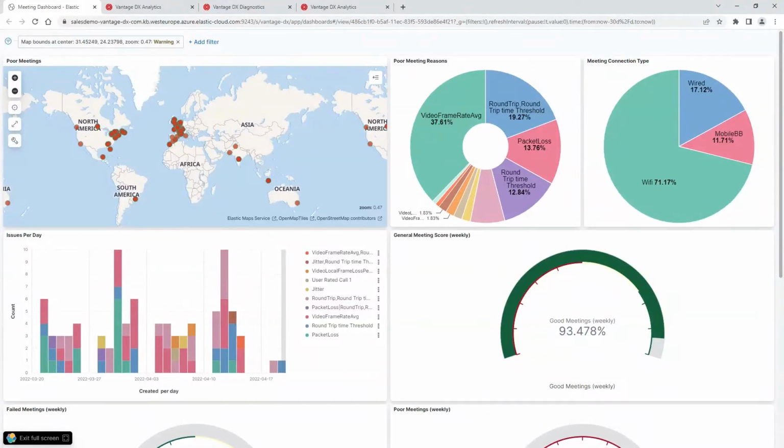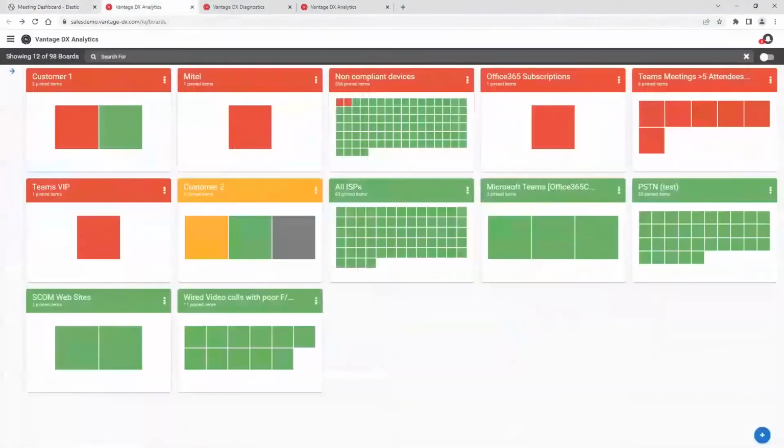Now, you know that users rarely open a ticket when there's an issue. So if you want to know right away what issues are happening, you need to monitor them. For that, we'll need to go into our alert configuration. As you can see here, Vantage DX enables you to group the data exactly the way you want to define custom alerts. So here's several different boards, but this one in particular shows all the meetings for which there are more than 5 people, and 2 of them had issues.